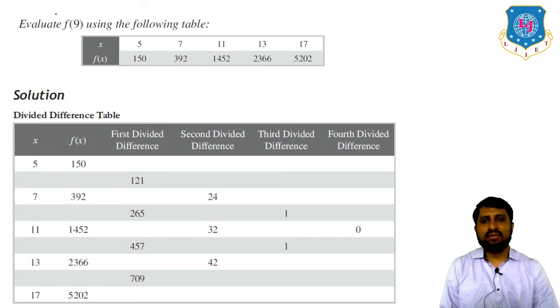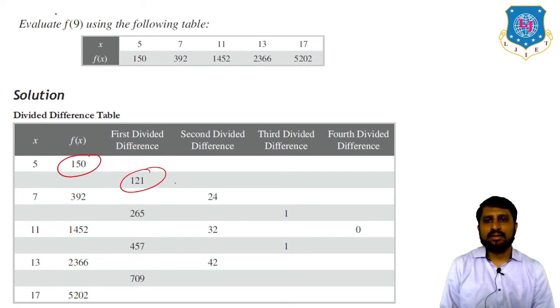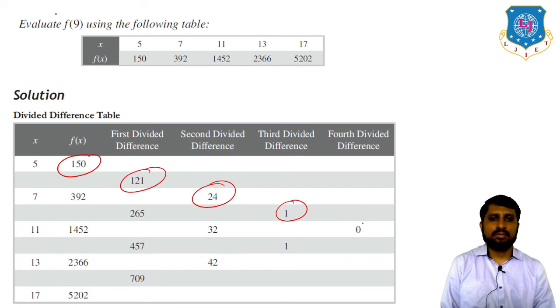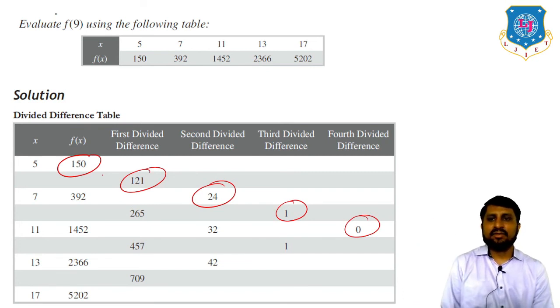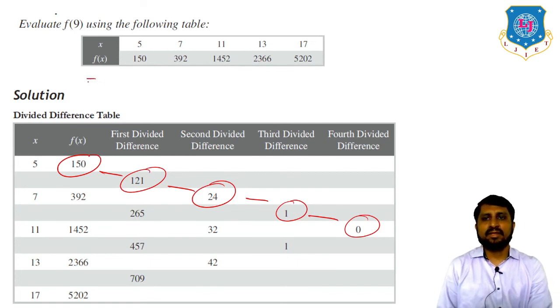Okay. And now we use all these diagonal entries. This is my y0, f of x0. This is f of x0, x1. F of x0, x1, x2. This is f of x0, x1, x2, x3. And this is f of x0, x1, x2, x3, x4. Okay. So this diagonal entry we have to use for Newton's divided difference interpolation formula. The formula is like this: x minus 5. What is your x? X is 9. So 9 minus 5.